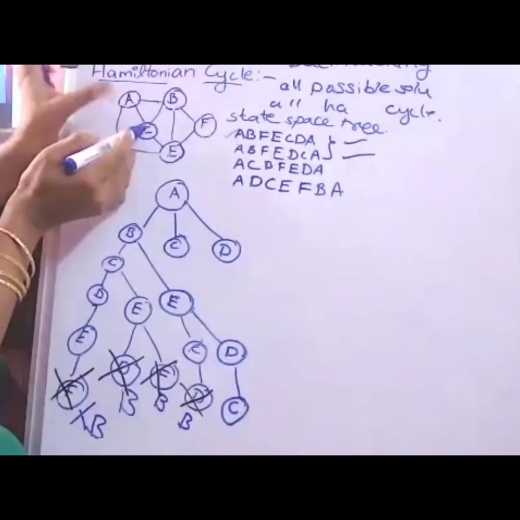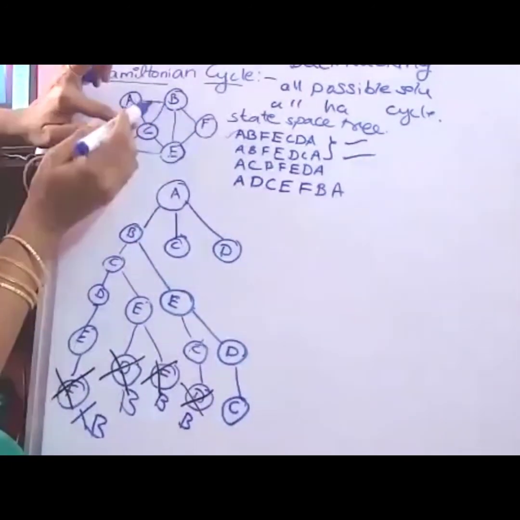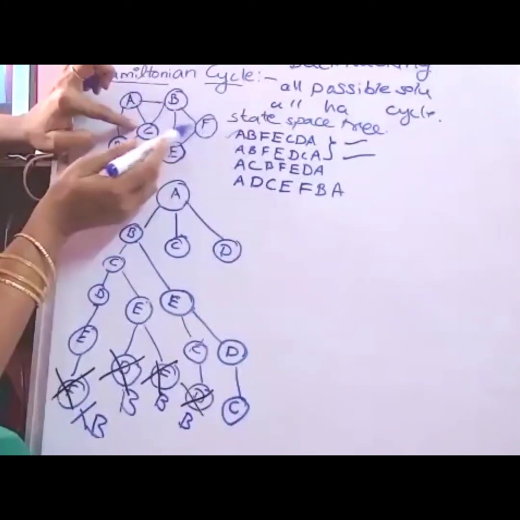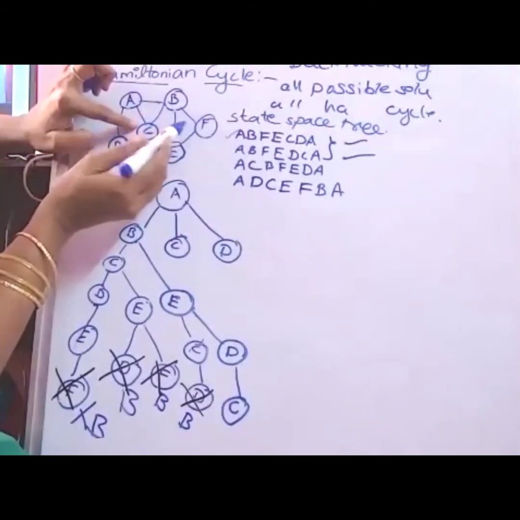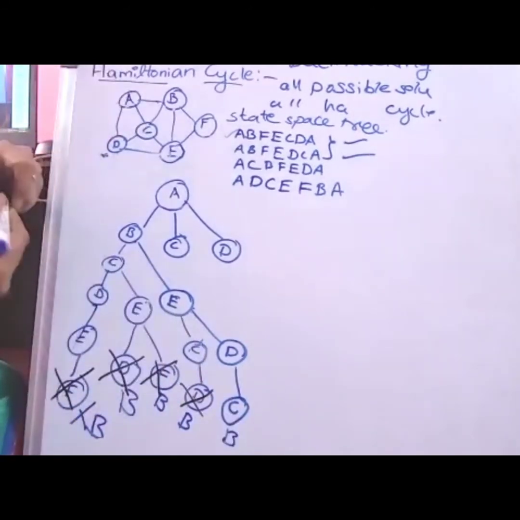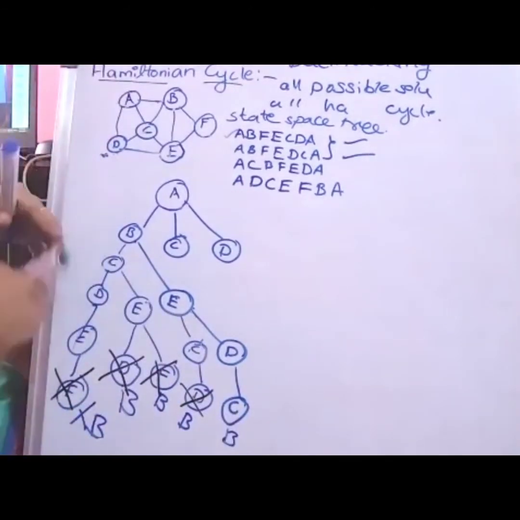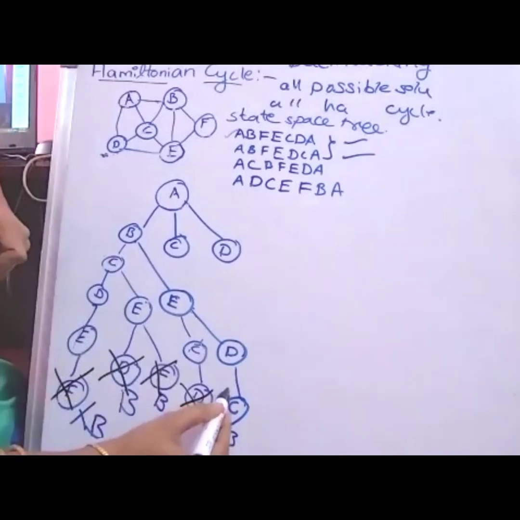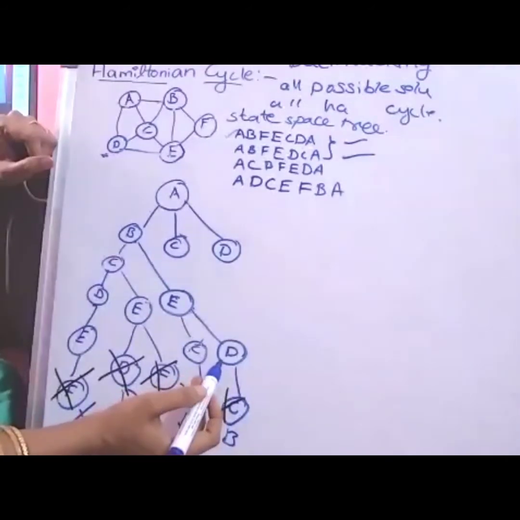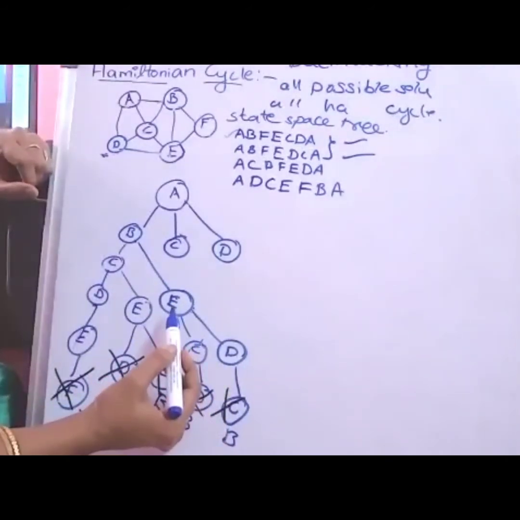So after this, within this graph, the only unvisited vertex is F. Is there any path from C to F? There is no connectivity from C to F. So we cannot visit F directly from C. So it is also not satisfying the boundary condition. So this is also not possible. Again, I need to go back to find one more possible solution.